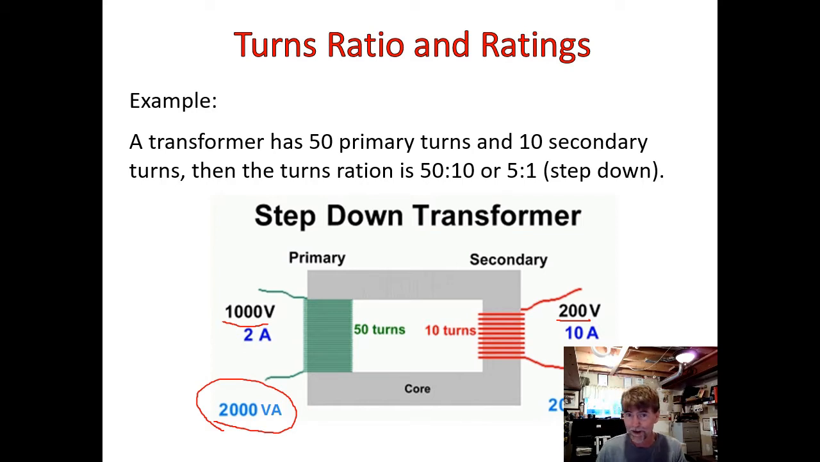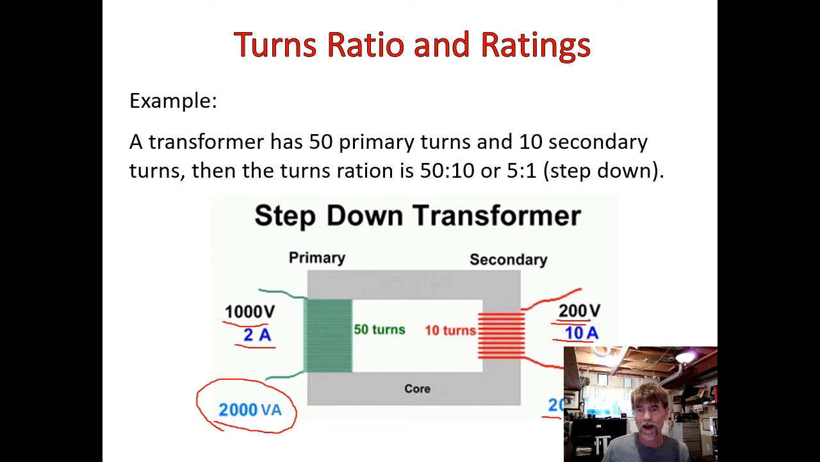But here's where I want to get with this. The power is 2,000 volt amps. So what must the current be? Well, here on the primary side, we had 1,000 volts. So we multiply that 1,000 volts by 2 amps to get our 2,000 volt amps. On the secondary side, we have 200 volts. Now we have to multiply that by 10 amps to get the same 2,000 volt amps. Sorry, you can't see that because of my ugly face, which is right there. Still 2,000 volt amps.